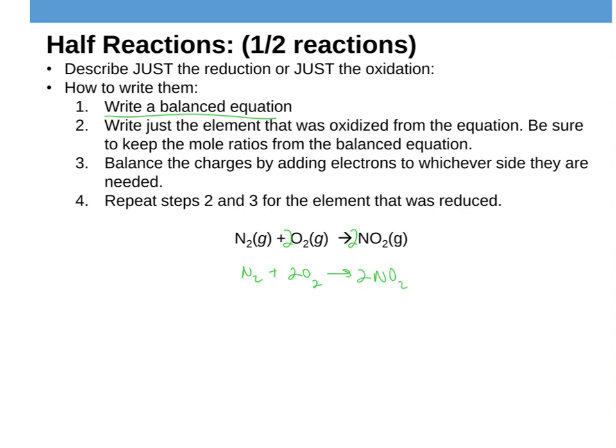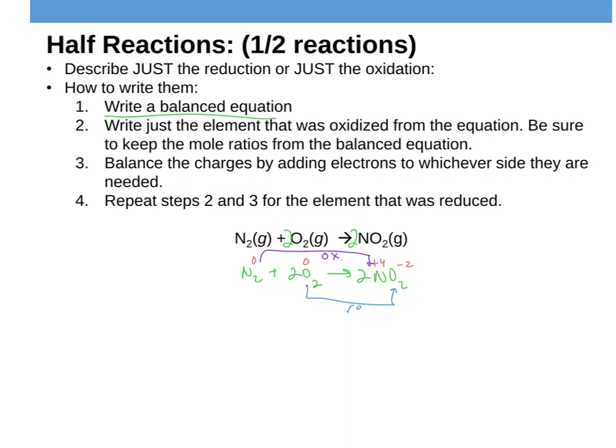And I'm going to put in the oxidation states just so that I can tell what's oxidized or reduced for my second step here. So 0, 0, these are always -2. That means the nitrogen must be +4. So step 2 says write just the element that was oxidized from the equation. And if I look at this, I can see that my nitrogen was the thing that was oxidized. And if I look at my equation, I can see that the oxygen was reduced. It went from 0 to -2.